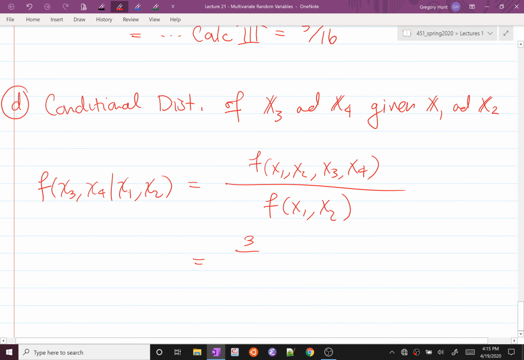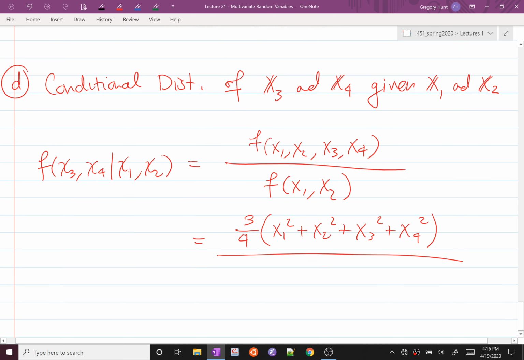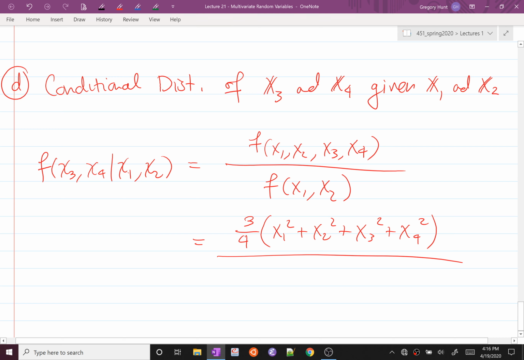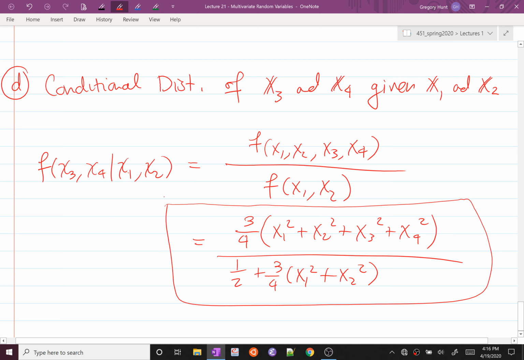And so we kind of know all these parts at this point. The top, the joint of all of them, is 3/4 times x1 squared plus x2 squared plus x3 squared plus x4 squared. And the bottom is our joint of x1 and x2, or the marginal of x1 and x2, which we said was 1/2 plus 3/4 times x1 squared plus x2 squared. And so this is the conditional of x3 and x4 given x1 and x2.